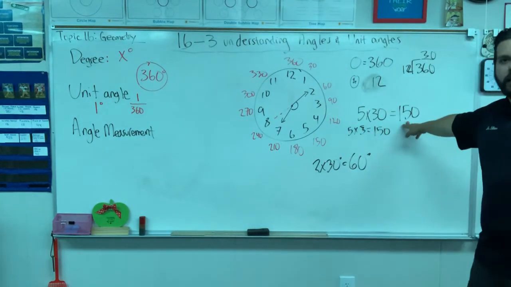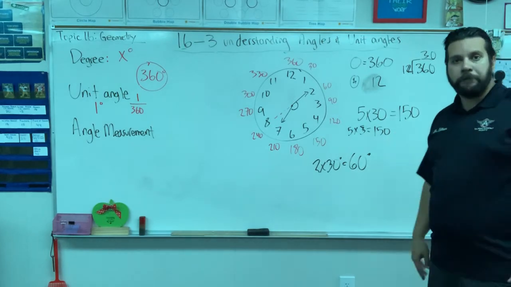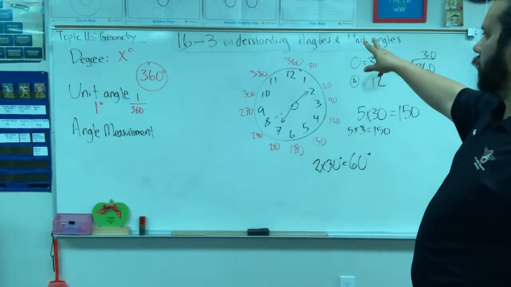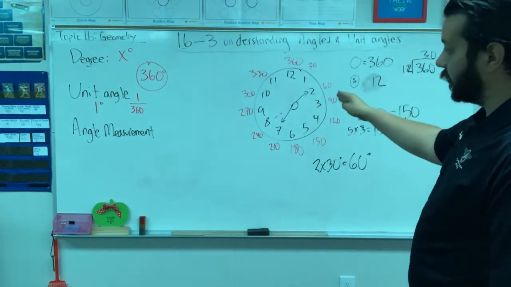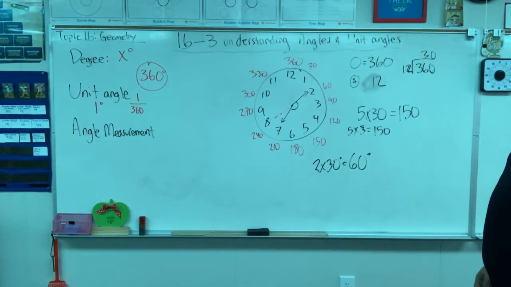Is that correct? Yes, that is correct. 180 minus 30 degrees is 150 degrees. So when you're counting along that clock, every number division is 30 degrees. Okay?